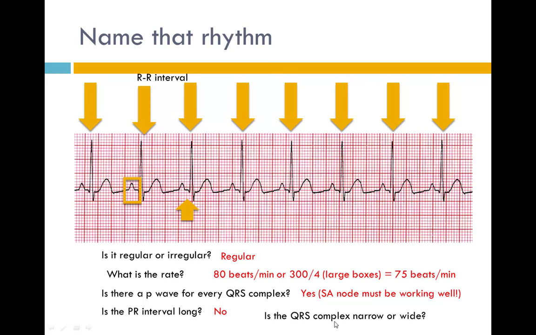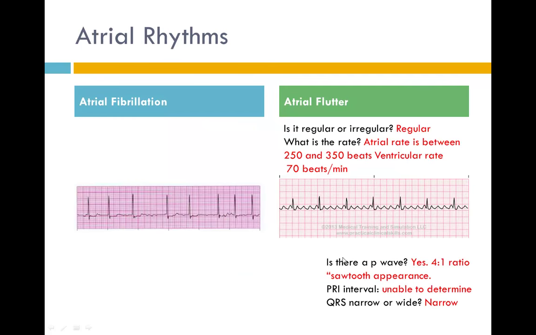Lastly, is the QRS complex narrow or wide? So again, looking at our QRS complex, it looks pretty narrow just by looking at it. If I counted the boxes, it looks like the boxes are about 1.5 maybe. So it definitely fits in that 0.12 category. So this is narrow. So let's say, what do you think this is? 80 beats per minute. It all falls within normal. You guessed it, normal sinus rhythm, okay?